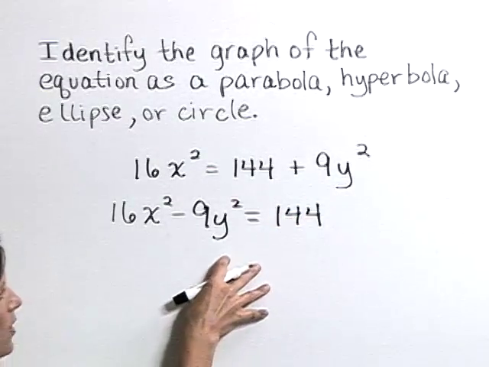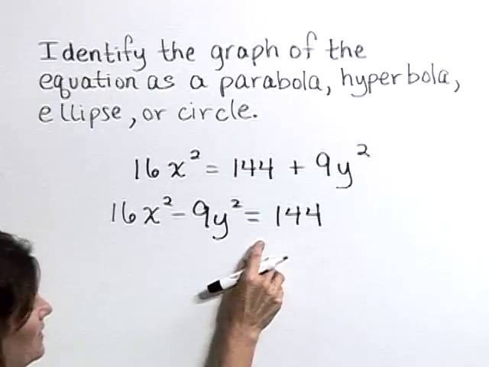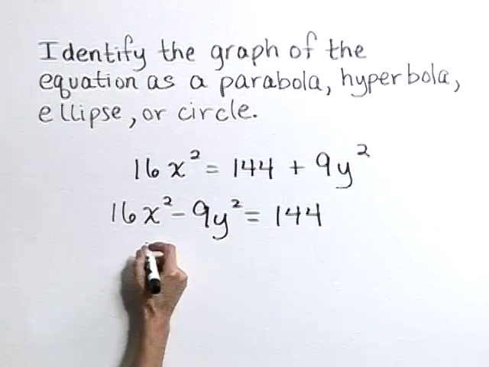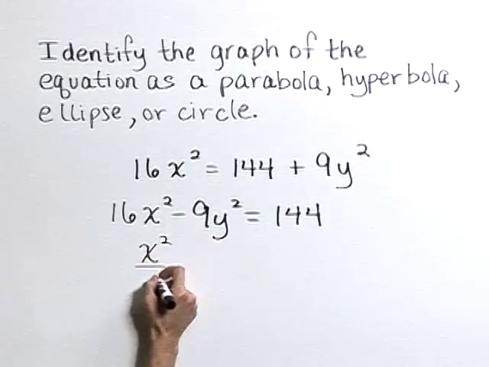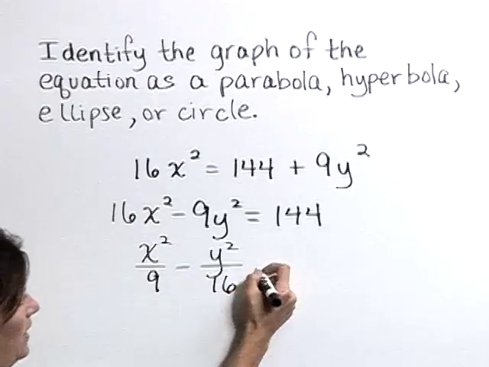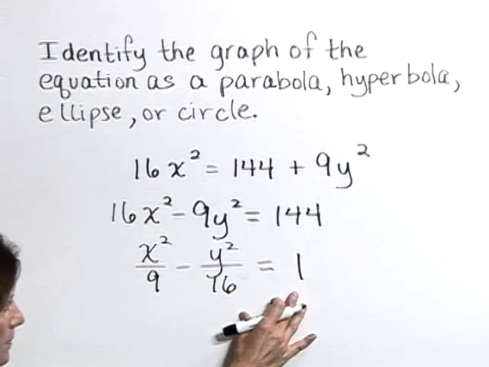I think I'll go ahead and take one more step before I identify this, and that is divide each term by 144. Thus we'll have x squared over 9 minus y squared over 16 is equal to 1.